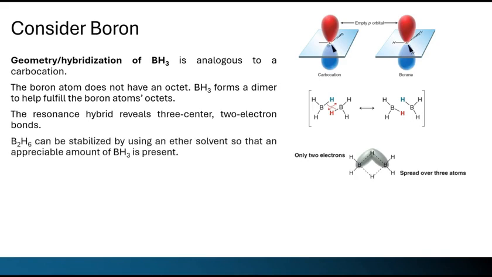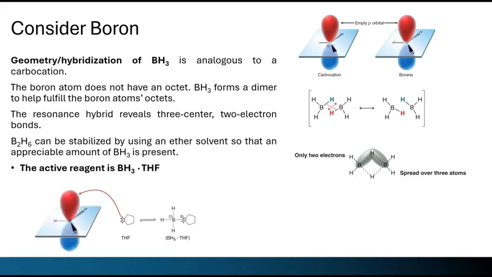B2H6 can be stabilized by using an ether solvent so that an appreciable amount of BH3 is present. The active reagent then is BH3, loosely held THF. We're going to also see that the THF is interacting via the empty p orbital of the boron to form BH3, loosely held THF. At this point, the boron will have a formal charge of negative, and the oxygen will have a formal charge of positive.